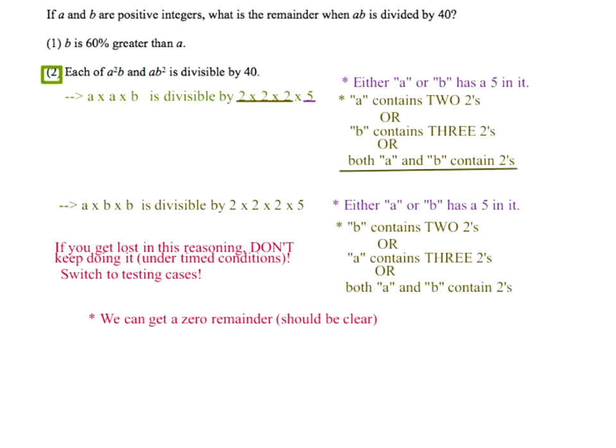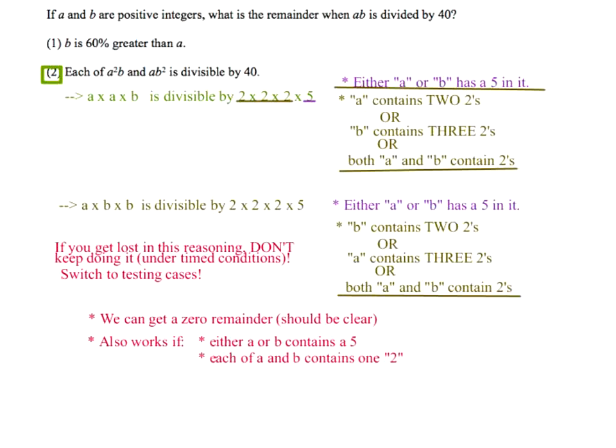But then if you have this case, that's where we get a 10, but 10 and 10 can come from there, right? Like, it also works if you just take one of those cases and look at it. If either A or B contains a 5, and each of A and B contains a 2. So, for example, 10 and 10. Then that gives a non-zero remainder.